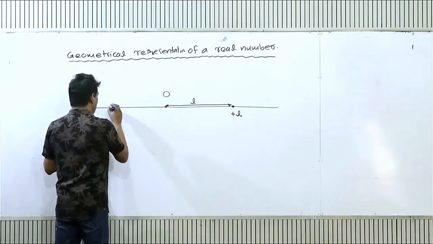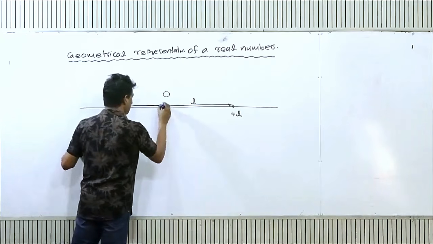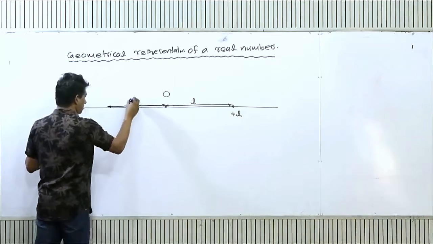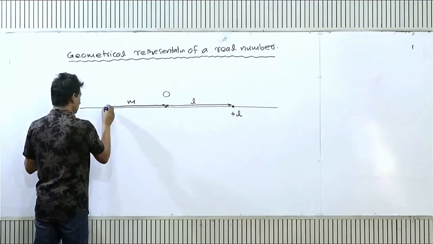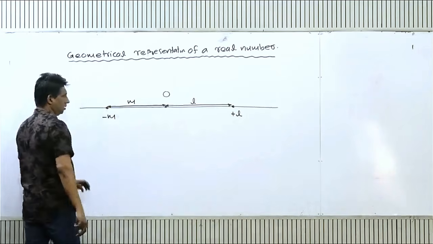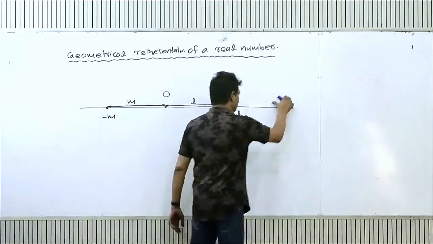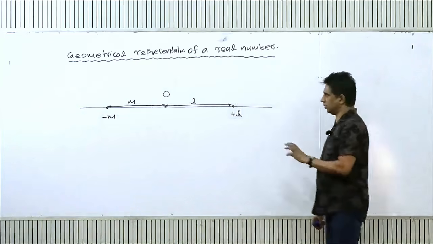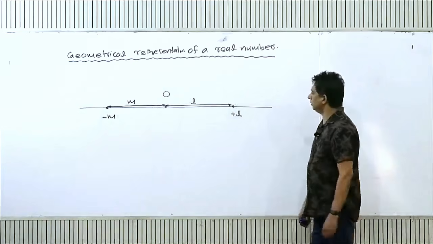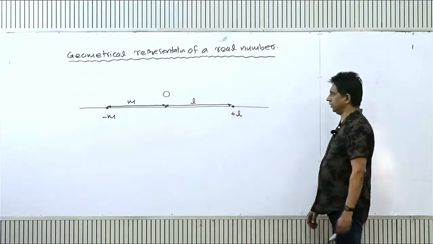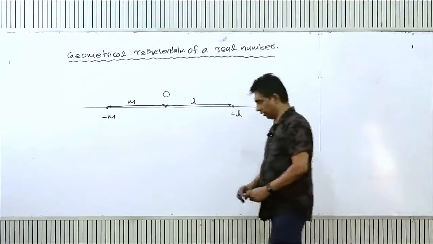Then, if we mark a point on this straight line, left hand side of this point, at distance M, this point represents a real number. What is that real number? Minus M. This is the way you can represent any real number on a real number line. It is called the real number line. Okay. Now write this one.